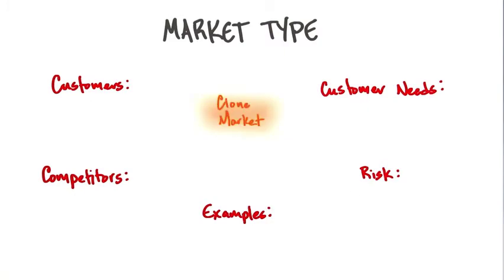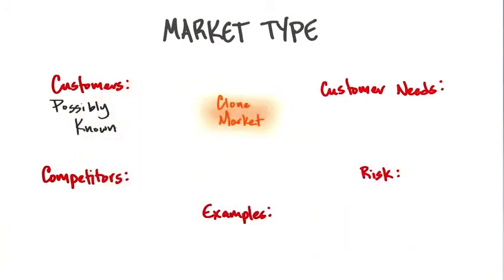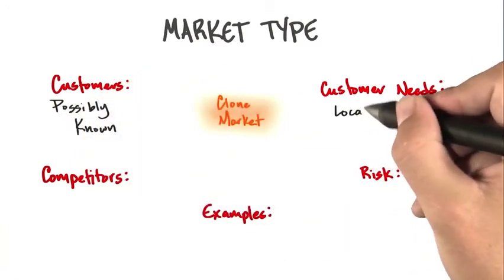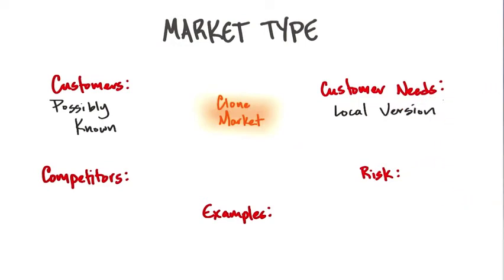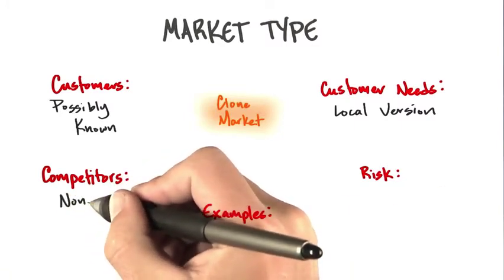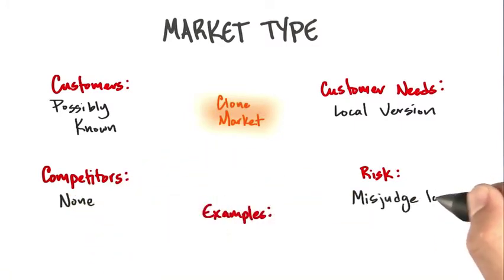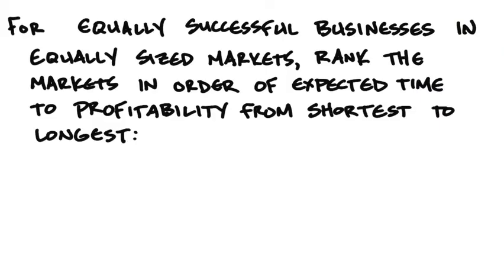A clone market, the customers are possibly known because you're going to copy an existing market like the United States, but the customer needs and why it's a clone is you're going to actually localize all those specific issues for your country or region. There are no competitors if you're first, and the risk is misjudging the local needs. A great example is Baidu. So one of the interesting things about Archetype is that it really gives us a handle in trying to understand the expected time of profitability from shortest to longest.